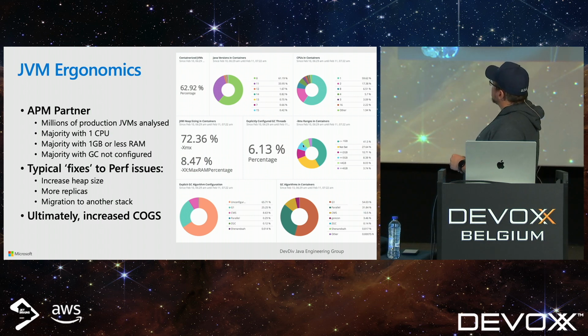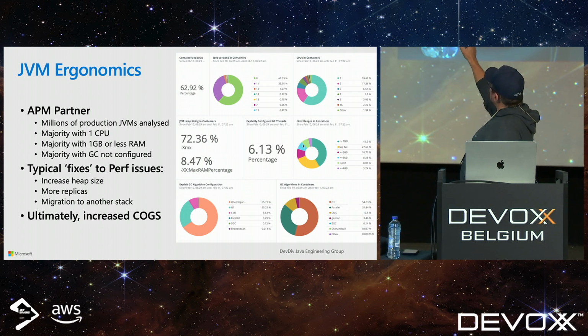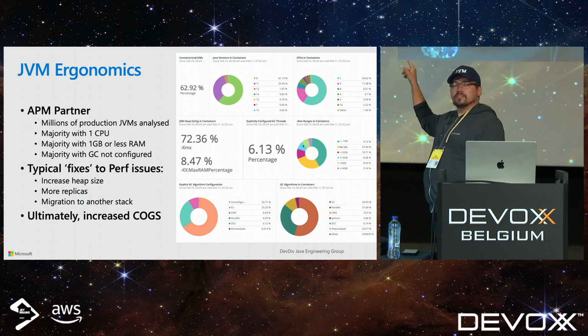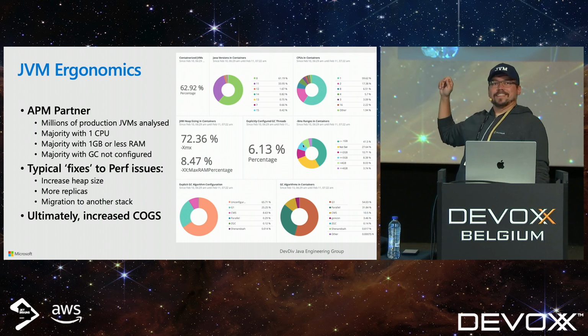How much memory? What is the max heap size? You see the majority, no more than 1 gigabyte of RAM, followed by 2 gigabytes of RAM, and actually followed by no setting. And that is to me the interesting part. 27.64% did not set a heap size, which means they are relying on the JVM ergonomics to provide the heap size. And you're going to see how funky the default heap size is on the JVM.